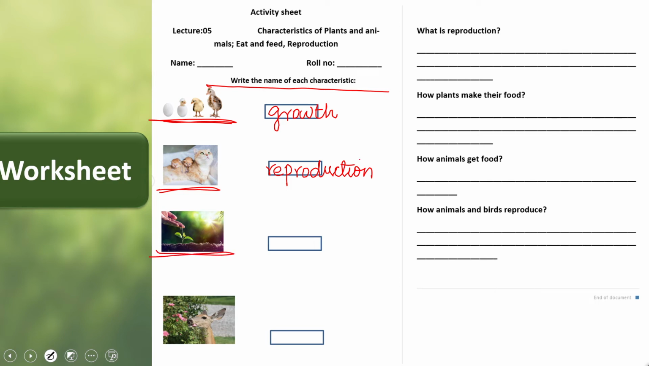This is photosynthesis, or you can also say photosynthesis, because in the presence of water, air and sunlight, the plant is making its food. This is feeding. So these are different characteristics of animals and plants.